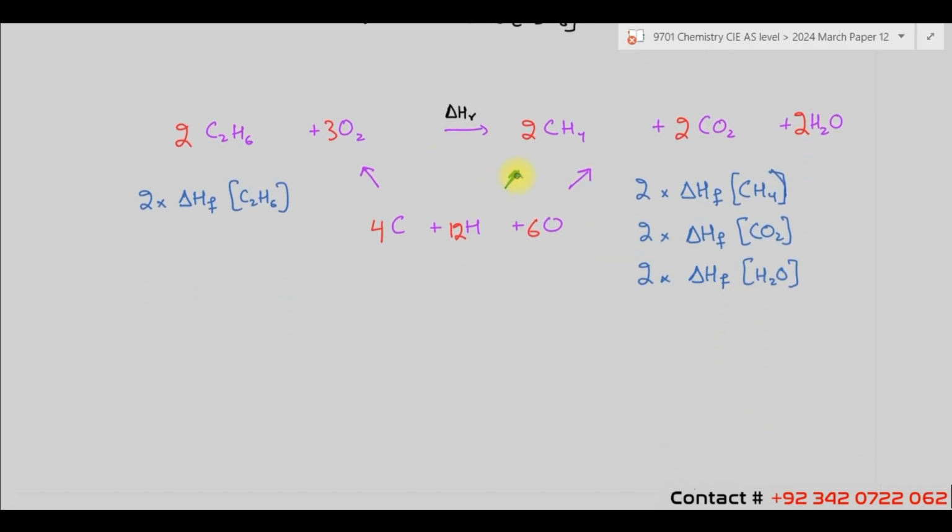We have one step and we have 2 steps. So let's make an equation out of this. So 2 into delta HF C2H6 gas plus delta HR, it is equal to these 3.